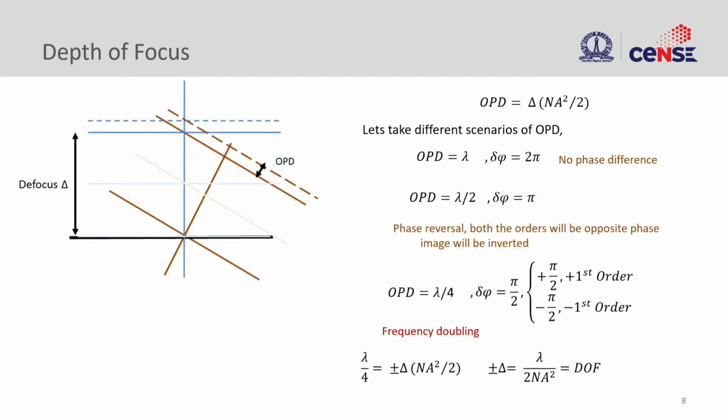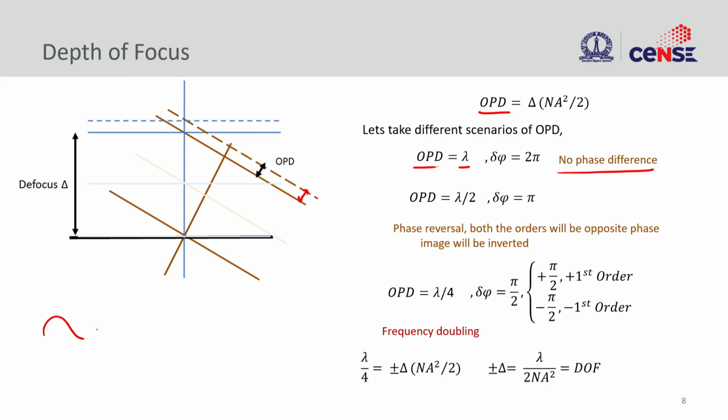And let's look at what happens to the imaging when your OPD, the optical path length difference, changes. Let's put a number to this OPD. So if OPD is equal to the wavelength that I use, so the path length difference that I have is on the order of the wavelength, in that case you will not find any phase difference at all. This is again coming back to our interference discussion.